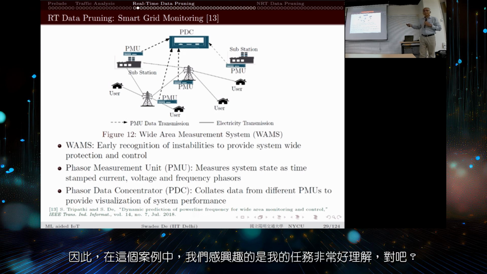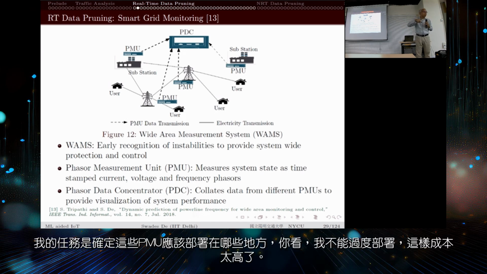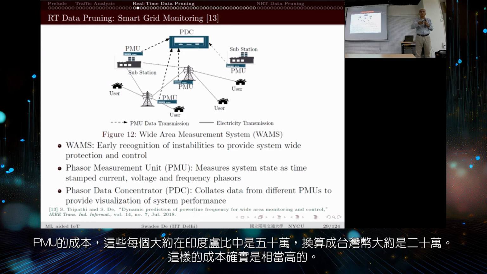What we are interested in here is that my task was very simple, right? My task was to decide where to deploy these PMUs. You see, I cannot do over-deployment. It is costly. PMUs today each cost about 5 lakh Indian rupees. You can convert 5 lakh to Taiwanese dollars, let's say 2 lakh, and 2 lakh is 2 times 10 raised to 5 Taiwanese dollars.